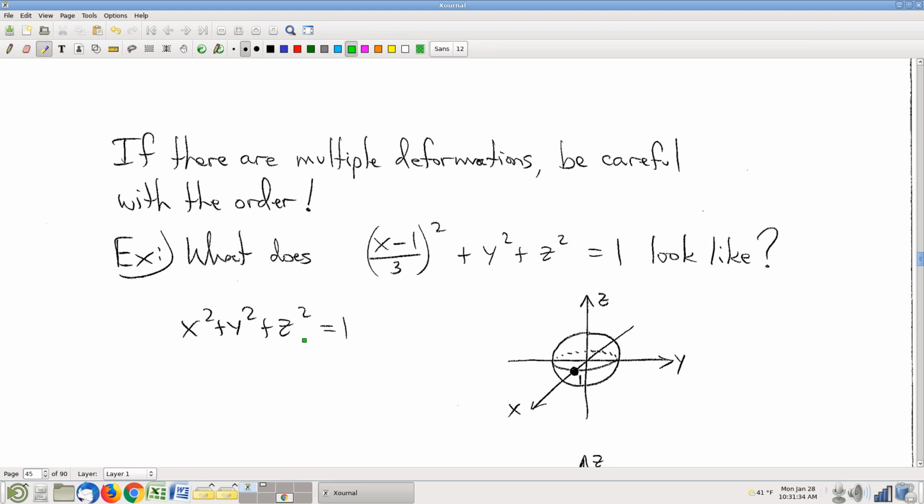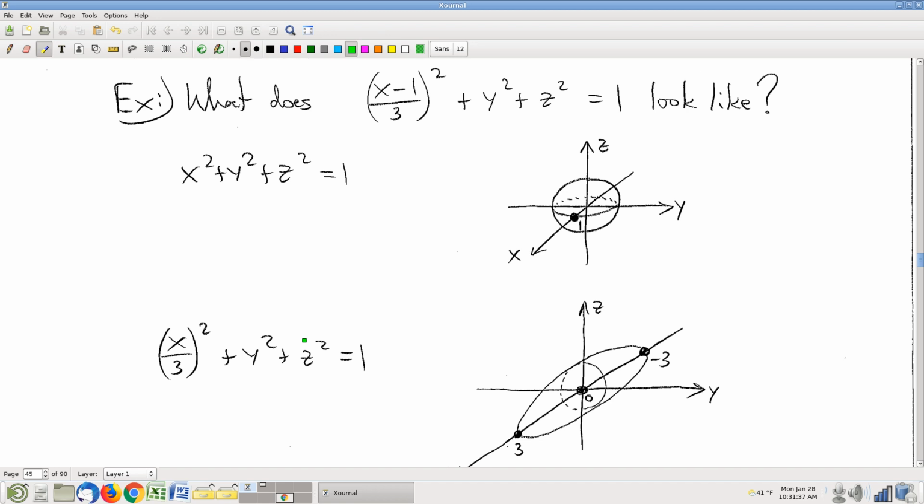Well, the first thing I'm going to do is replace everywhere I see an x with x over 3. And you can see my motivation, right? I got that little business right there. Now we've made a little progress. This looks a little bit more like that.